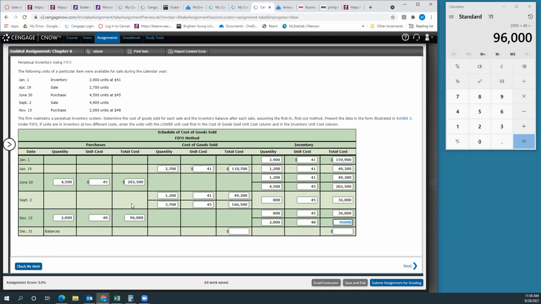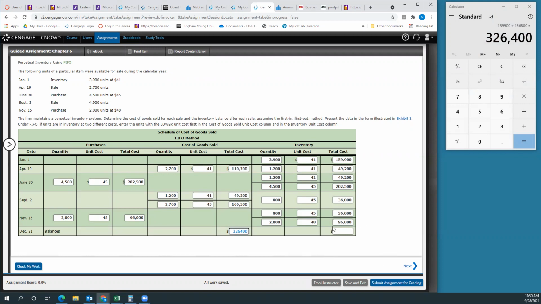So our total cost here on cost of goods sold is going to be the sum of all of these costs, because cost of goods sold is an expense and it's measured for the whole period. So this would be our cost of goods sold for the whole month. It would be 110,700 plus 49,200 plus 166,500. It gives us 326,400.